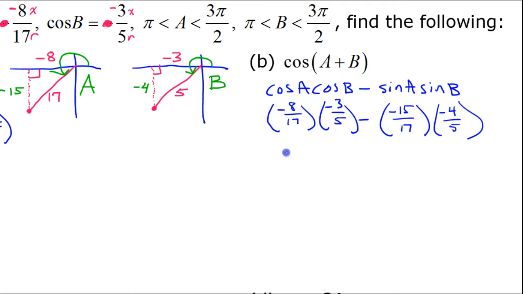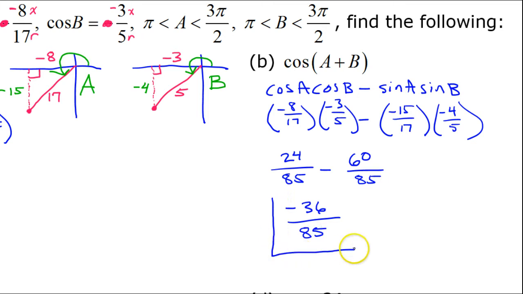Negative times negative is a positive, so this will make positive 24 over 85. Now I see 3 negatives here. A negative times negative is a positive, so that'll leave this as subtraction. And 4 times 15 is 60. So I have 60 over 85. Okay, so the final answer is negative 36 over 85.